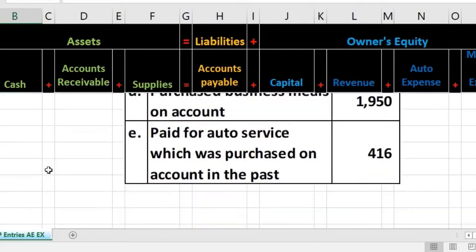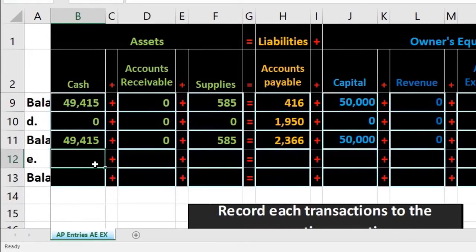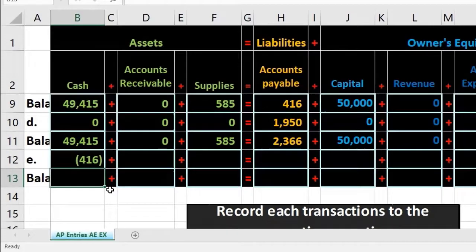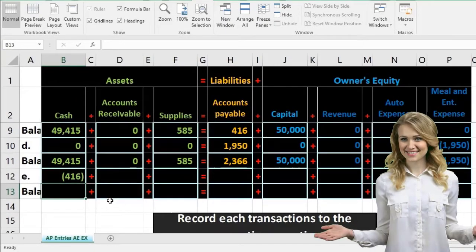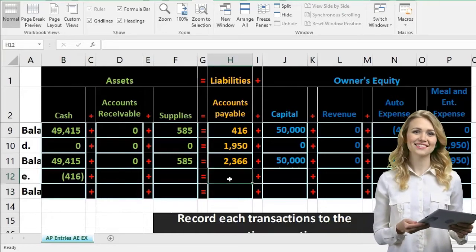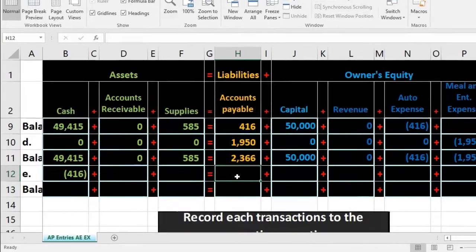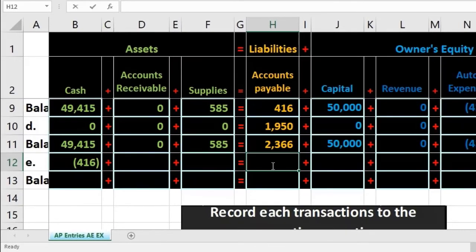And therefore, I'm going to put this 416 here in cell B12, and it will be a negative 416. So we're not going to put any brackets around it. We're just going to put the negative sign and enter, and the negative sign will then be formatted by Excel. Then we're going to go to the other side of the transaction, which will be the accounts payable. So accounts payable over here also must be going down by the 416. So I'm going to put a negative 416.